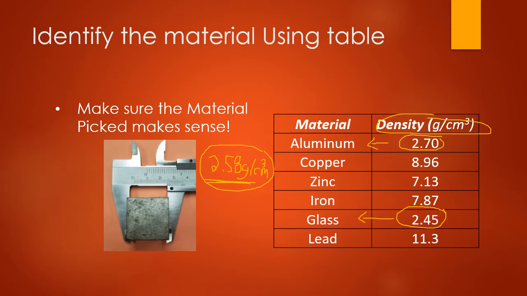Now, looking at this cube, I would rule out glass because that's obviously made out of some sort of metal. So I would not pick glass as the material. I would instead pick aluminum in that case. So what I'm saying is, if your calculated density falls between two different materials, make sure you're picking the material that most closely visually resembles the material in the table.